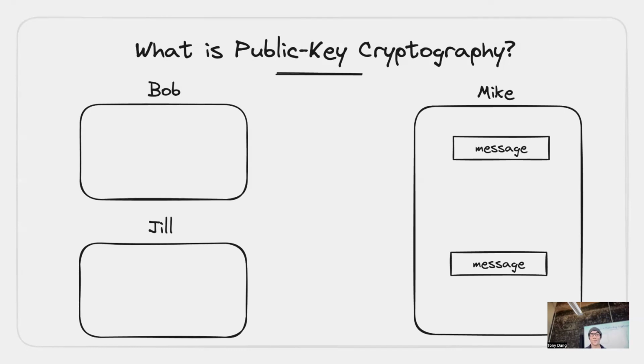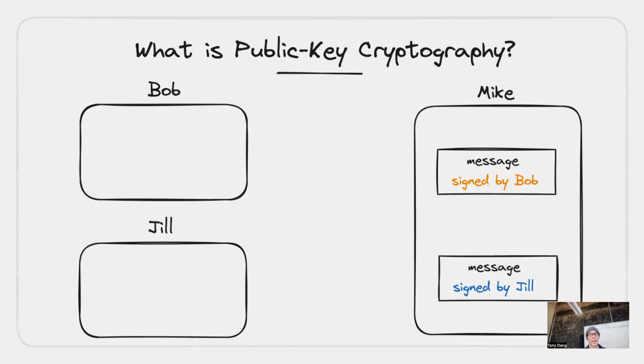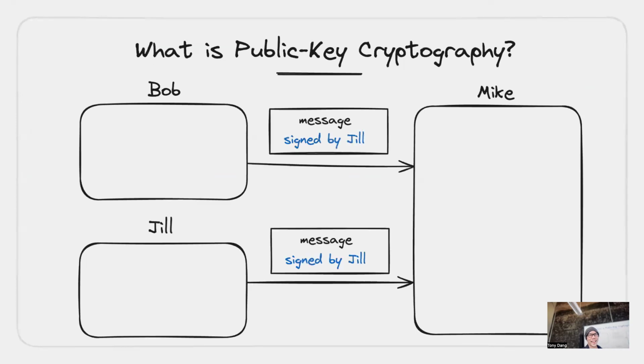And the answer, you might be thinking of it already. All we have to do is ask Bob and Jill, hey, why don't you just sign your message and then send it to Mike. So you could do that, and we have two messages, signed by Bob and signed by Jill. So now Mike knows which message is from whom. But there's another problem. It turns out that Bob is actually a really shady character, and he likes to sign his message as coming from Jill.